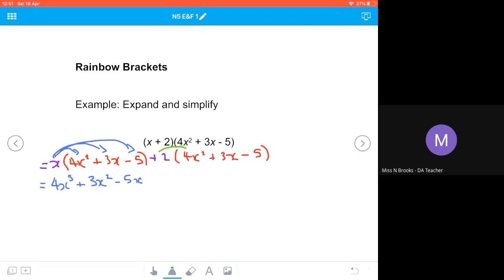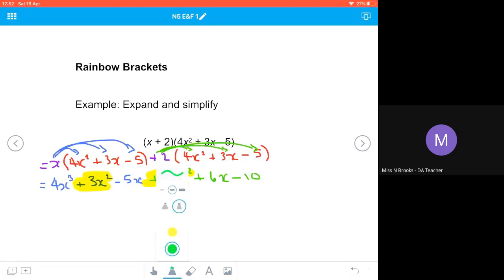Plus 2 multiplied by 4x squared gives us plus 8x squared. We're going to do plus 2 multiplied by 3x gives us plus 6x. And we're going to do plus 2 multiplied by negative 5, and so 2 times negative 5 gives us negative 10. So now we're going to look and see if there's anything that we can collect together. So we've got a 3x squared, a plus 3x squared, remember the sign goes with it, and a plus 8x squared.